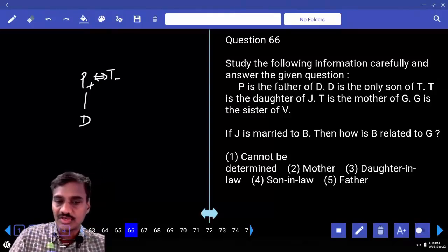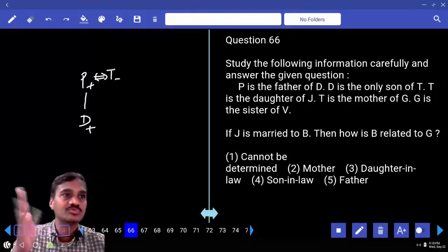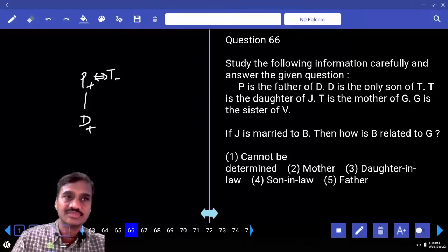Now, P is the father of D. D is the only son. Only son means son is only one. Daughters could be n number. Only child is not given. If only child is given, there were no other siblings. And only son, the remaining persons can be the sisters of this D.